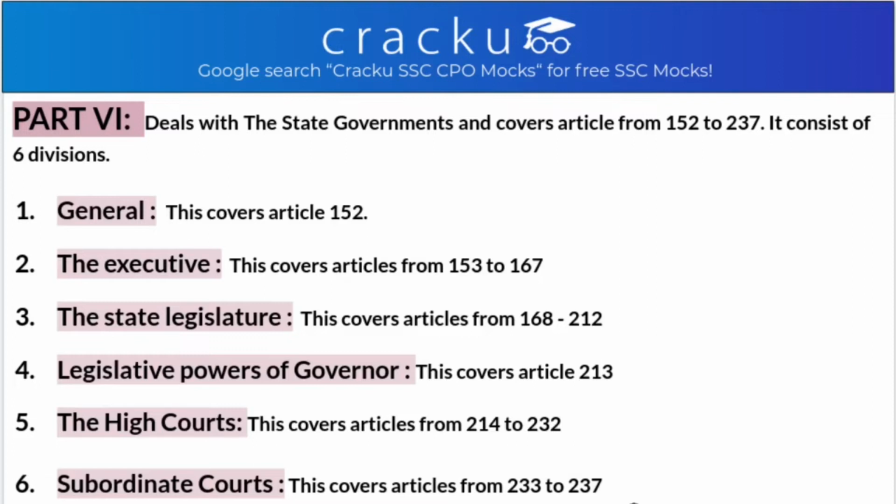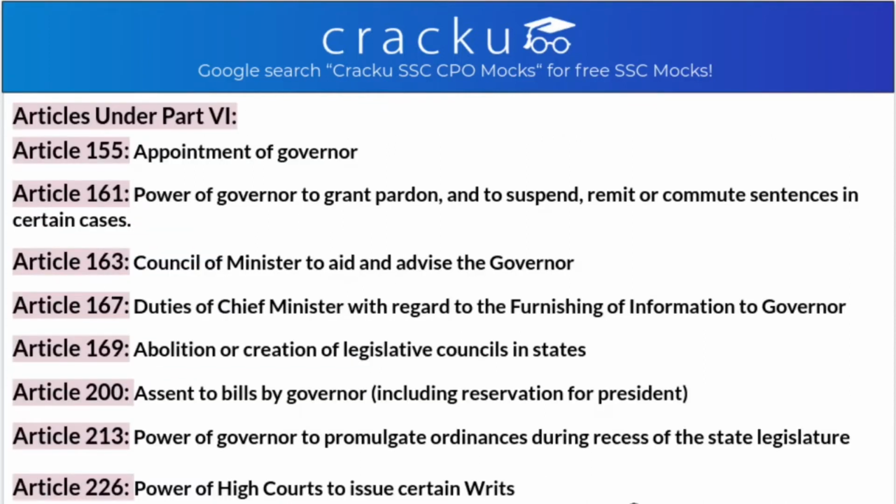The State Legislature covers articles from 168 to 212. The legislative power of the Governor is in Article 213. The High Court is within Article 214 to 232. And subordinate courts are from Article 233 to 237. Let's discuss the important articles under Part 6.